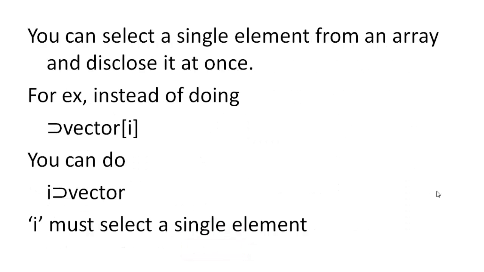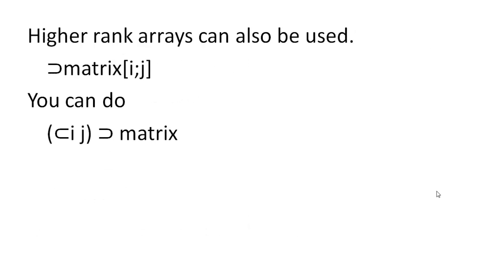You can select a single element from an array and disclose it at once. For example, instead of doing disclose vector index I, you can do immediately I pick vector. I must select a single element. Higher rank arrays can also be used. For example, instead of saying disclose matrix at position I and J, you can do enclose I and J and use that to pick from the matrix.